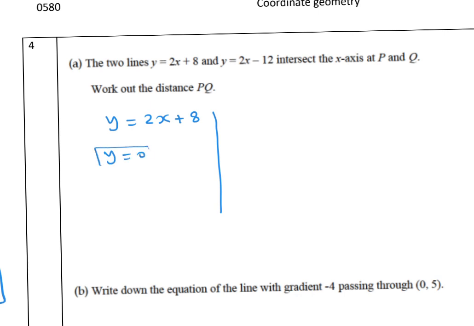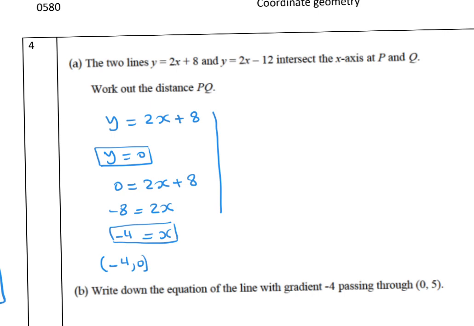So put y equals 0. If y equals 0, then 0 equals 2x plus 8, so you can solve for x. So 2x equals negative 8. Divide by 2, so x equals negative 4. Okay? So now the point is negative 4 and 0.